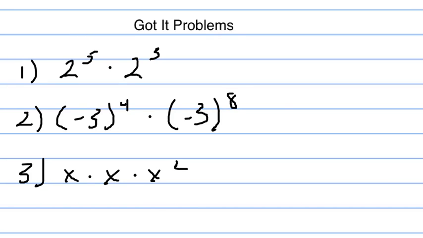Okay, here are your 3 got it problems. The first problem is 2 to the 5th power times 2 to the 3rd power. The second problem is negative 3 to the 4th power times negative 3 to the 8th power. And your last got it problem is x times x times x squared. Okay, so go ahead and combine those, put them in simplest form, and we'll talk about these tomorrow.